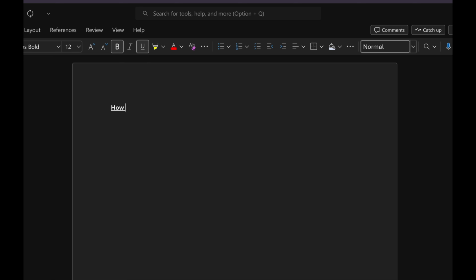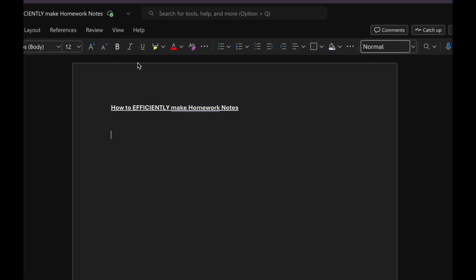Hopping into Word, the first thing you want to do is make your title big, bolded, and underlined. The reason is that you really want to know what you're talking about, and it really helps for organizational purposes later. Then you want to make a big bolded header. Establish the topic of what I'm going to call a section.